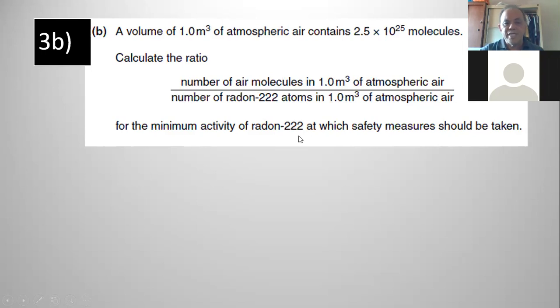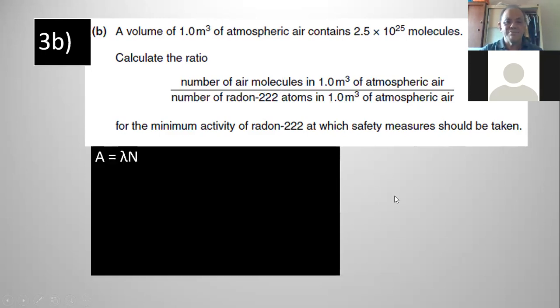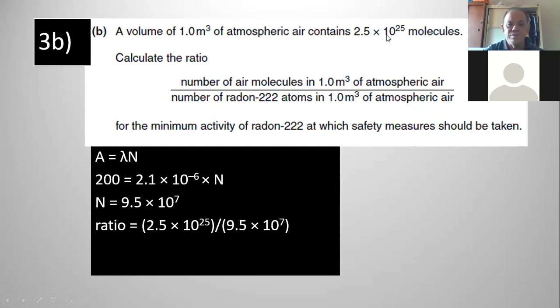For the minimum activity of radon at which safety measures are taken, the value is given in the previous calculation. So for the activity of radon given previously, we use this formula. Since we have calculated our lambda, put in our value for lambda. That's our activity, referring to the previous question. From there, we can calculate our N. Then we want to find this ratio. This one is given, and the denominator is this value. Put it inside there, divide this value by this value, and use our calculator.